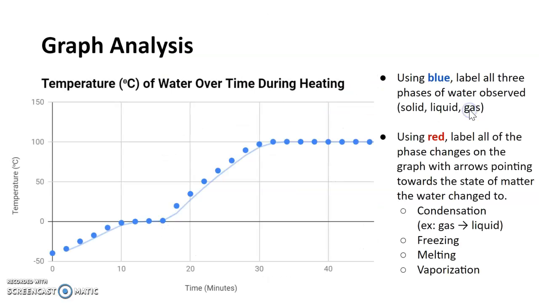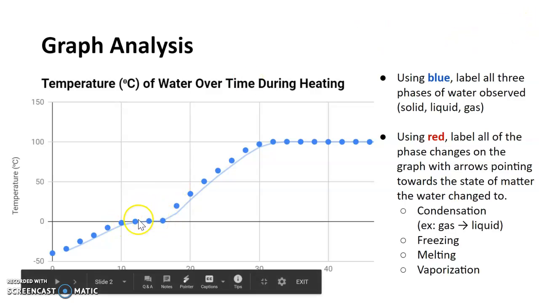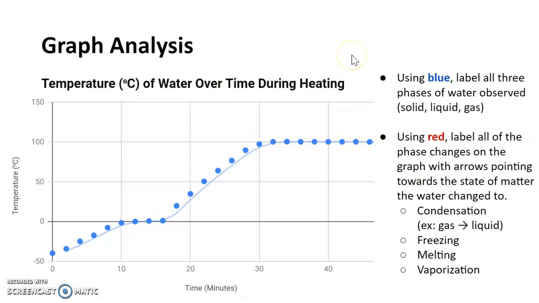So first things first, here is the graph of the data that I gave you from that video we watched. It shows the temperature of the water in Celsius over time during heating. You can see temperature starts out at like -40-ish, and then it increases over time. But it has these two regions where it's actually quite flat. And so we're going to talk a little bit about why that's happening.